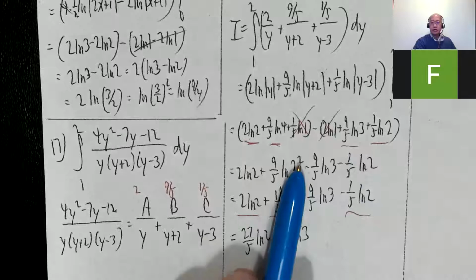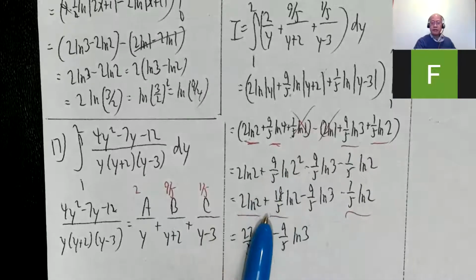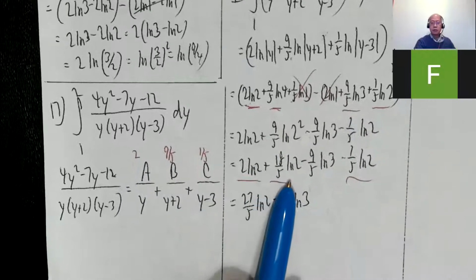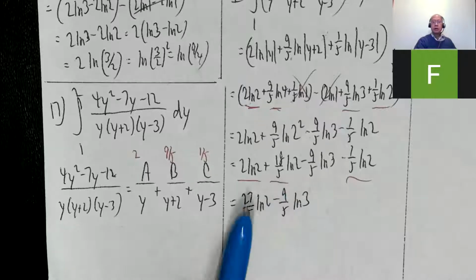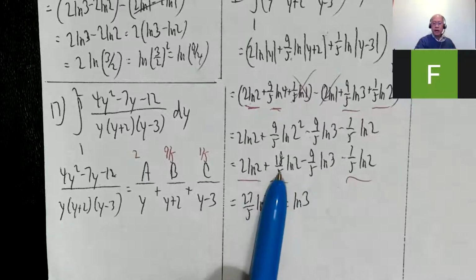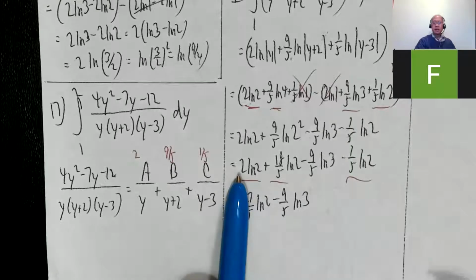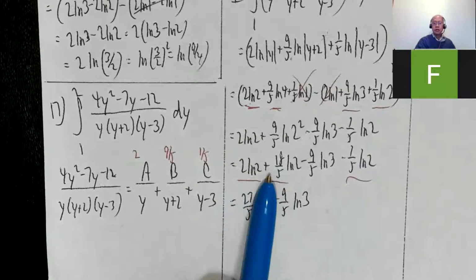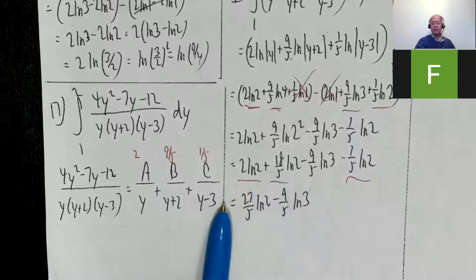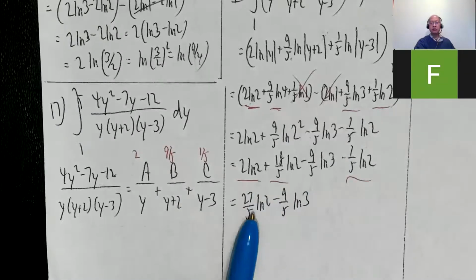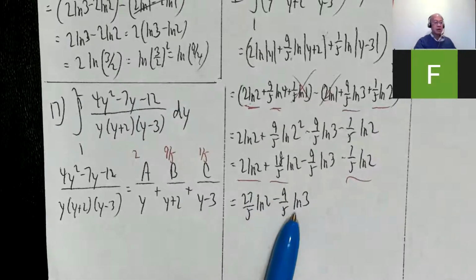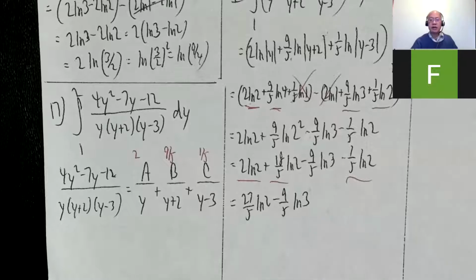Okay, then what did I do? 2 is allowed to come down. 2 times 9/5 is 18/5. Then I combine that one and that one. Just combine the coefficients. This is 10 over 5 plus 18 over 5 minus 1 over 5. So 27 over 5 natural log of 2 minus 9/5 natural log of 3. And I think I'll just leave it like that for the final answer.